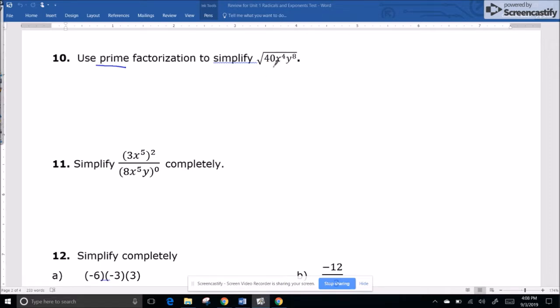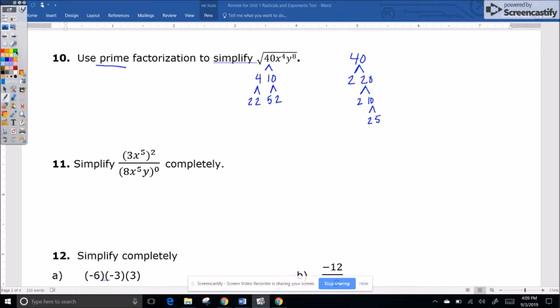Factors means multiply. So 40 we know is 4 times 10, and 4 is 2 times 2, and 10 is 5 times 2. Now, if you're thinking, I want to do it a different way, I think 40 is 2 times 20, and I think 20 is 2 times 10, and I think 10 is 2 times 5. If you notice, this is the exact same prime factorization, 2 times 2 times 2 times 5. Either way we do it, we're going to be looking for pairs, a group of 2, of our prime numbers.